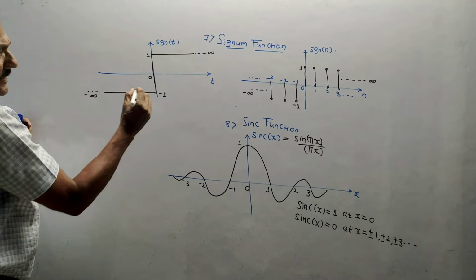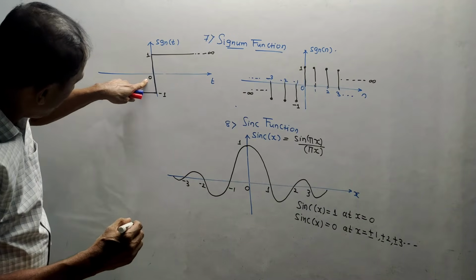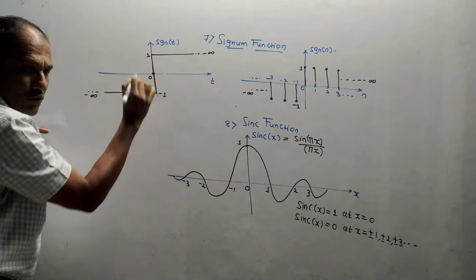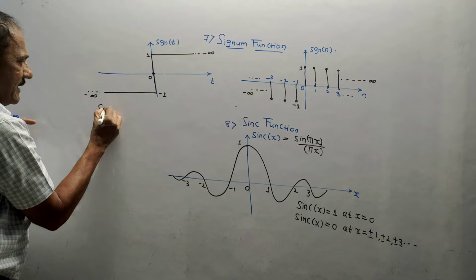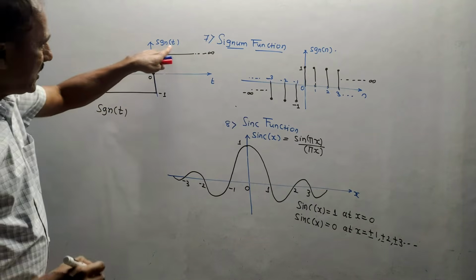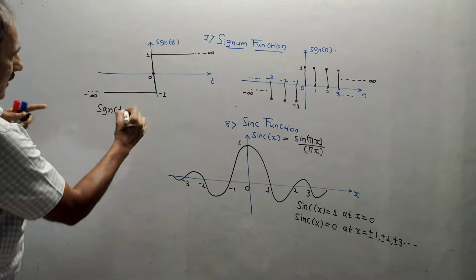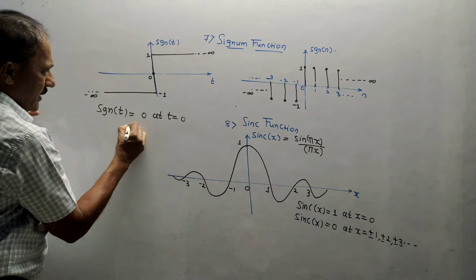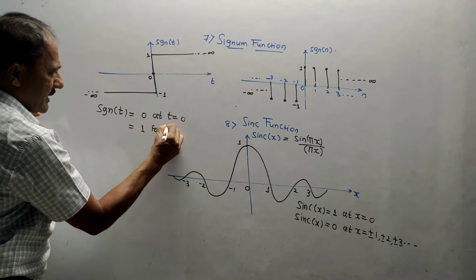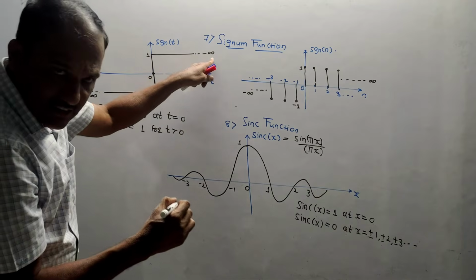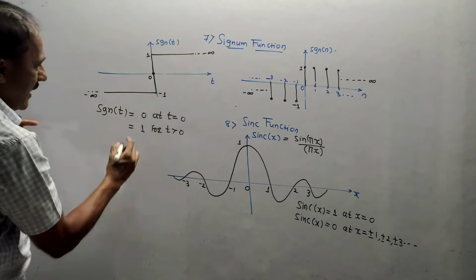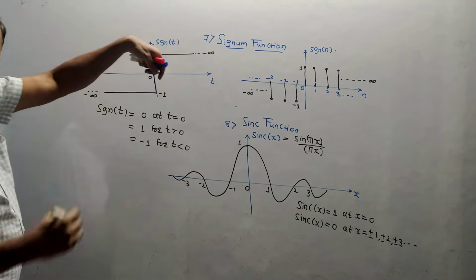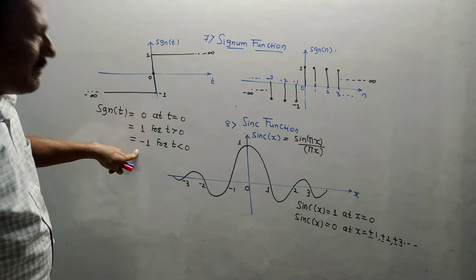Now how to write the mathematical equation? You might be confused at 0, whether to consider the value as 1 or -1. At 0 its value is considered to be 0. So mathematically it can be written as Sgn of t. Sgn stands for signum function. Sgn of t is equal to 0 at t equals 0, is equal to 1 for t greater than 0, because at positive values of t its amplitude is 1, and is equal to -1 for t less than 0, because t less than 0 means the negative side, its value is -1.